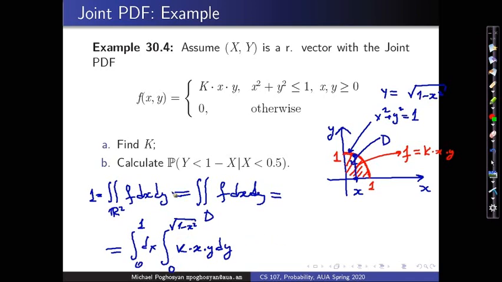Okay, I will not calculate it. I will assume that I have already calculated that k, and you will find this k from this equation: 1 is equal to this.